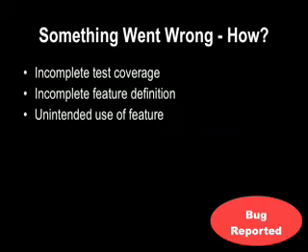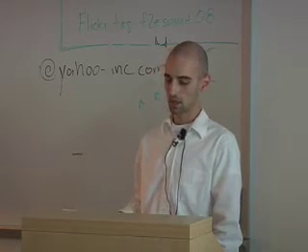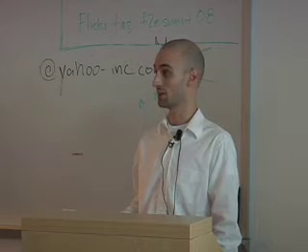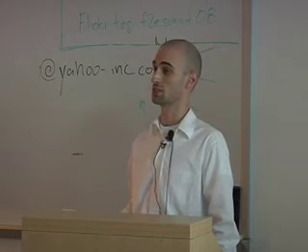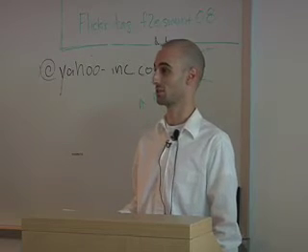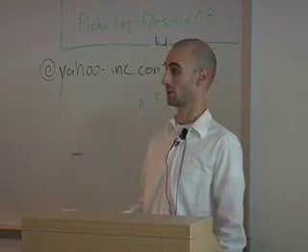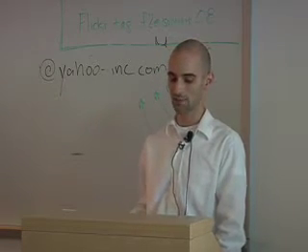Another thing is incomplete feature definition. At the beginning, you didn't accurately list out everything that should happen with this function. There was something that was missing. And the third one, which happens a lot as well, is somebody's using this in a way that it wasn't intended to be used initially. And usually the answer to that is go over to them and say, don't do that. But you don't know until you start looking into the bug report and figuring out what happened.